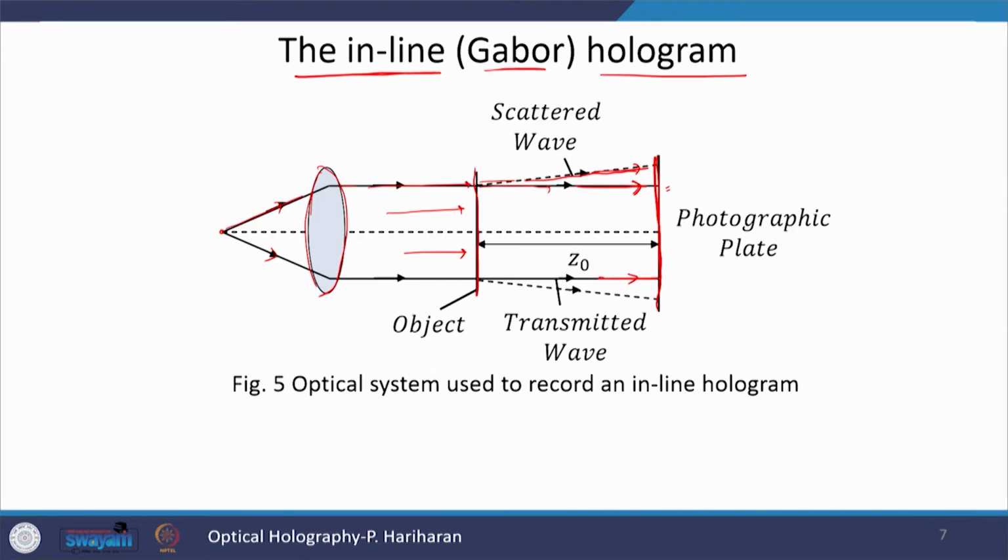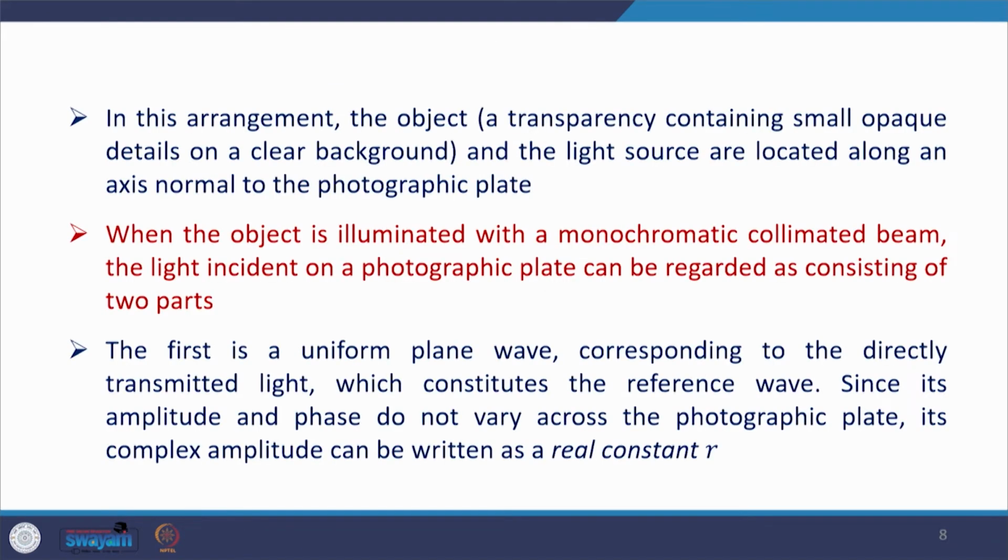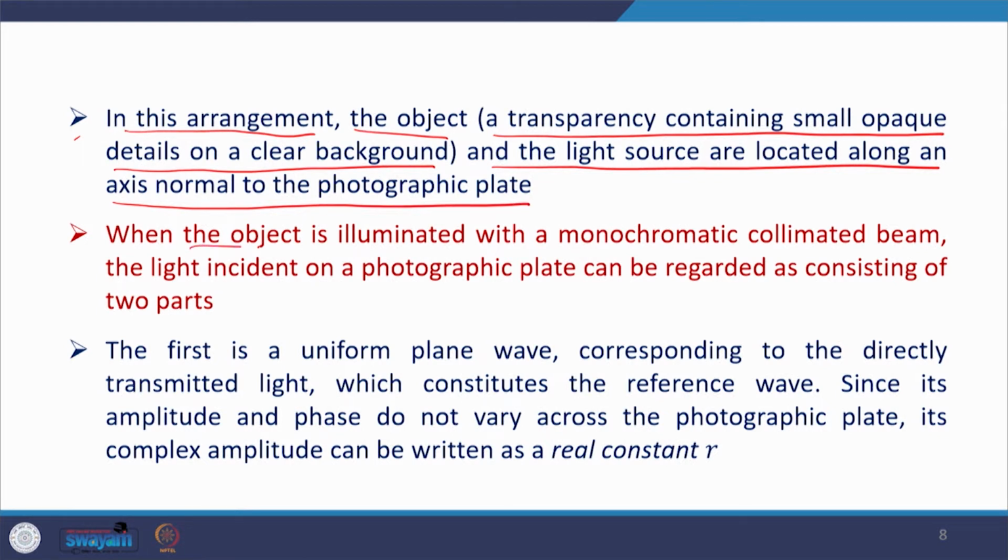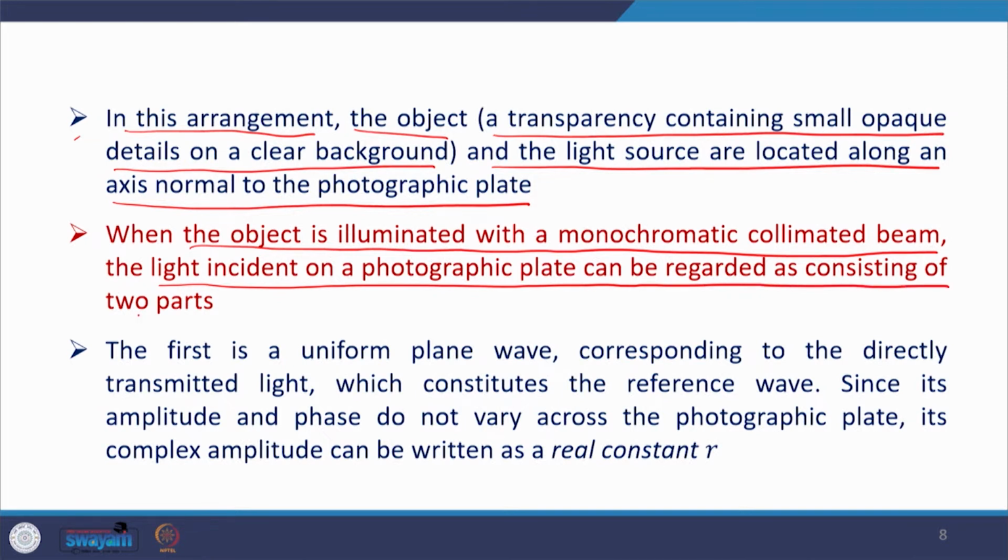Now, you see that all these things are coaxially placed in this schematic picture. Therefore, this type of hologram is called an inline hologram, and the explanation is written here, which says that in this arrangement the object, which is a transparency containing small opaque details on a clear background, and the light source are located along an axis normal to the photographic plate. When the object is illuminated with a monochromatic collimated beam, the light incident on a photographic plate can be regarded as consisting of two parts.